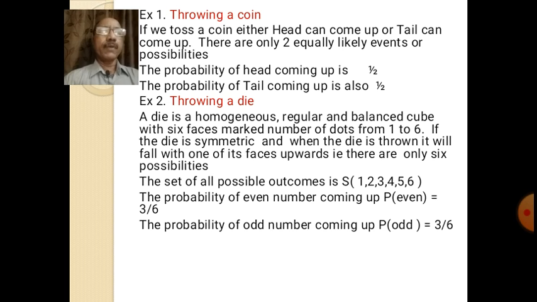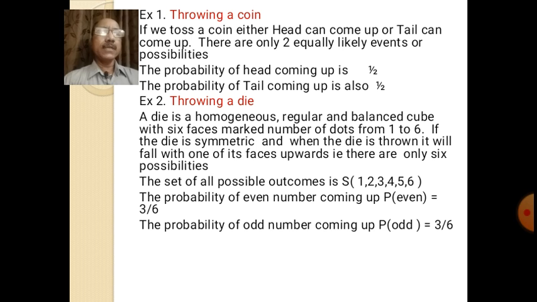So on one face 1 dot is marked, on the second face 2 dots are marked. In this way, on all the 6 faces different numbers of dots are marked, ranging from 1 to 6. If the die is symmetric and is thrown, it will fall with one of its faces upwards. That is, there are only 6 possibilities.